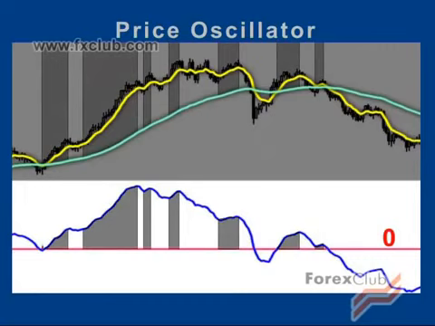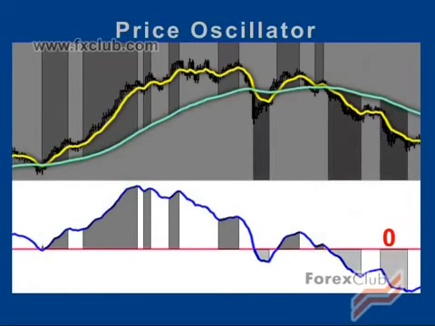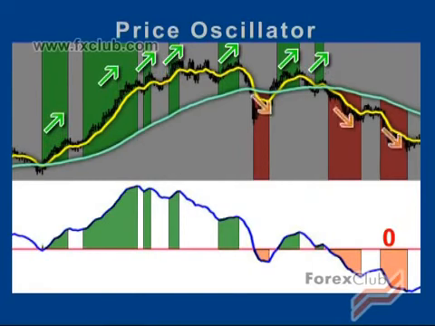Let's identify the areas where this indicator is rising and is above 0 and falling and less than 0 and shade them. We can confidently claim that in these zones there is a trend and it's either rising or falling.